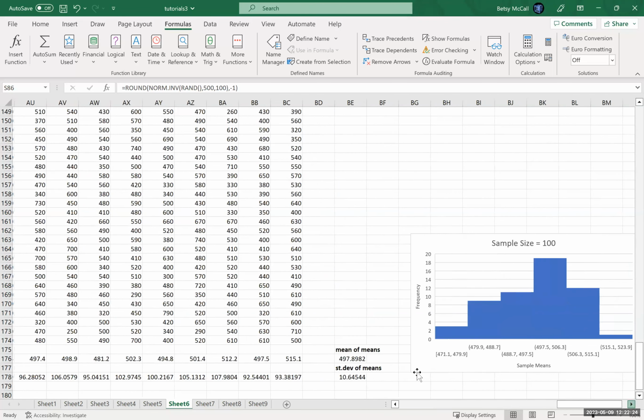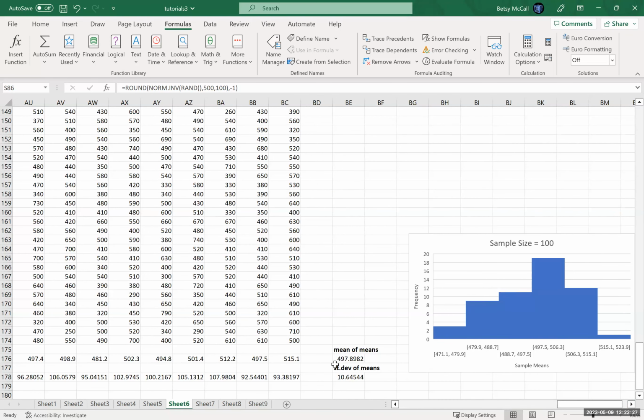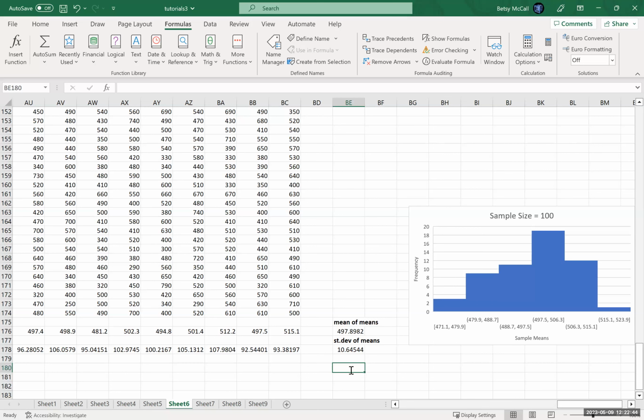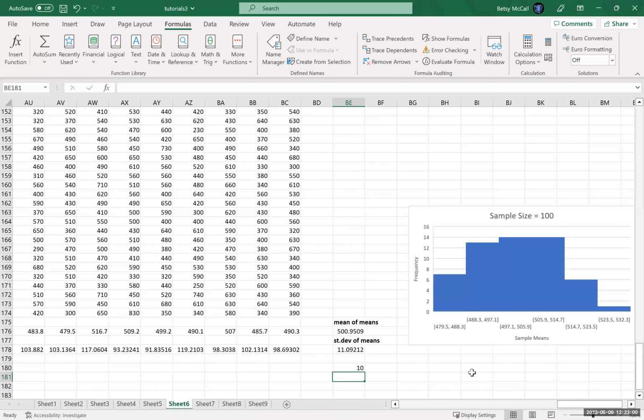And when I calculate the mean of means, again, I get a value around 500. Our central limit theorem says that the mean of the sampling distribution should fall around the true population mean, which we know in advance is 500. And our standard deviation has again shrunk. And again, we can check what we expect it to shrink to, which should be 10 in this case, because we're taking our original standard deviation and we're dividing by the square root of the sample size, which is the number in each of our individual samples. And we're getting 10 because the square root of 100 is 10.